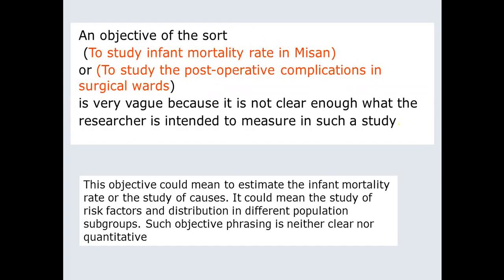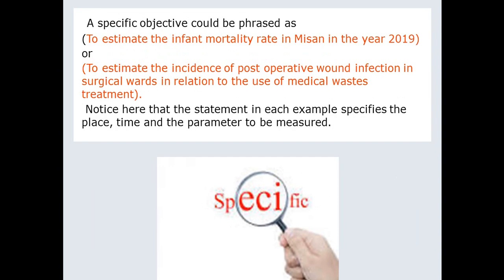An objective of this sort, to study infant mortality rate in Pisan, or to study post-operative complications in surgical ward, is very vague because it is not clear enough what the researcher intends to measure. He may need to estimate the infant mortality rate or the causes, and it could mean the study of risk factors or the distribution of subgroups in the population. So it is not clear and not quantitative.